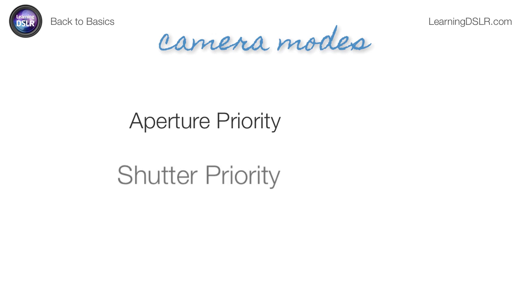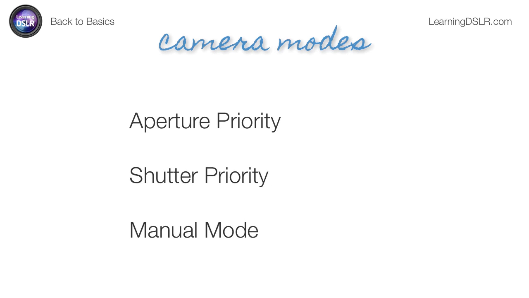So camera modes give you control of these parameters in different ways. We have on all SLR cameras an aperture priority mode, a shutter priority mode, and a manual mode. On your camera, Canon would call aperture mode AV for aperture value. On Nikon, it would be A. Shutter priority on your Canon is TV for time value. Again, it's duration. Nikon just simply calls it S.